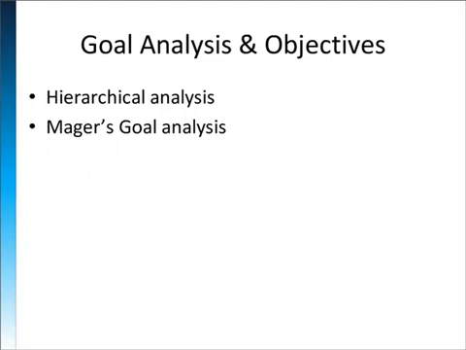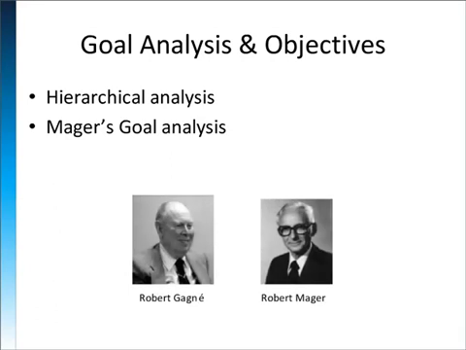There are really two types of goal analysis in the literature, and it's best that you know what is meant by goal analysis when you read this literature. The first type is based on the work of Gagne. We've seen hierarchical analysis in another presentation. And the second type is by Robert Mager, who developed a process that he called goal analysis. Mager was working independently of Gagne at about the same time that Gagne was developing learning hierarchies and hierarchical analysis.